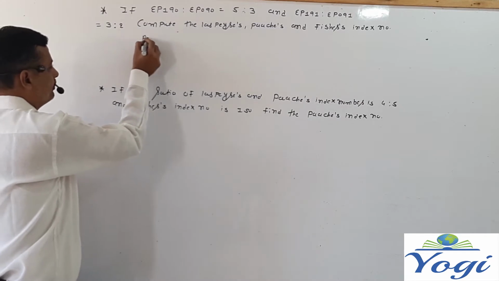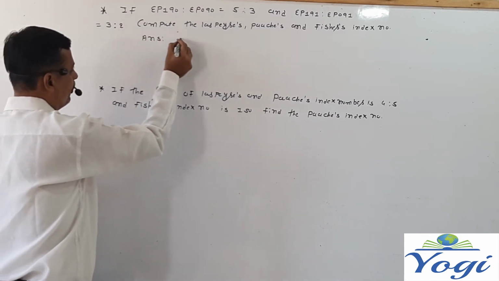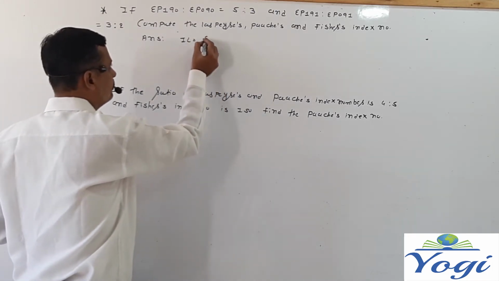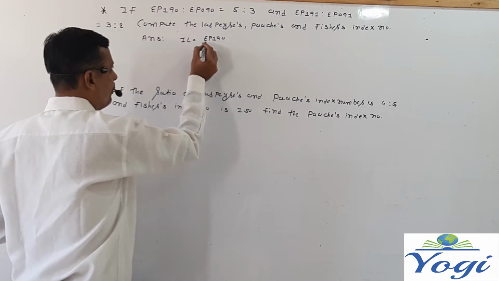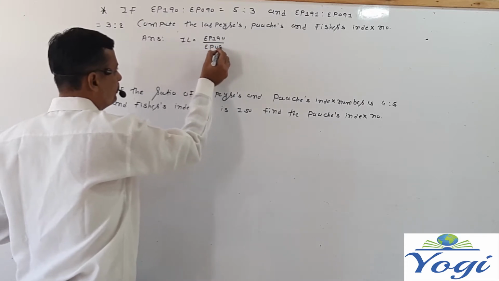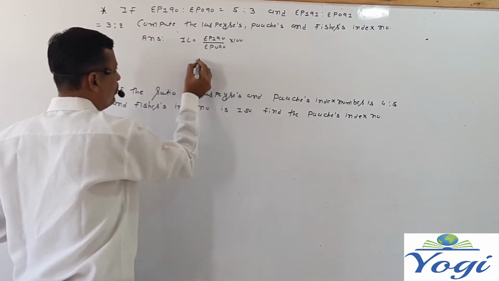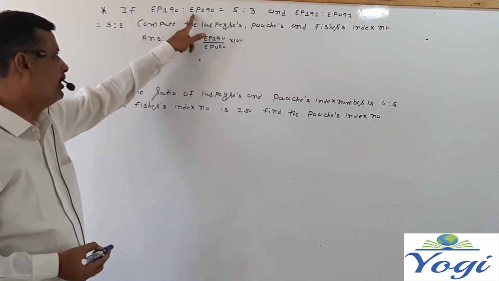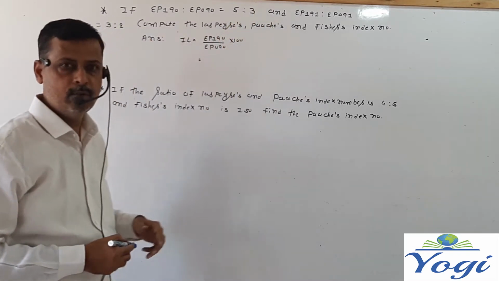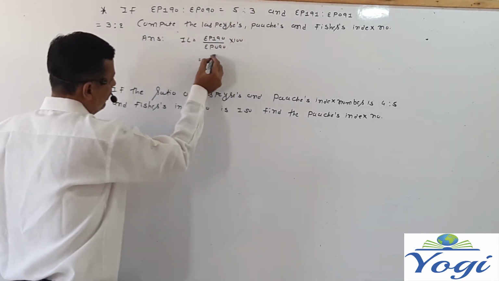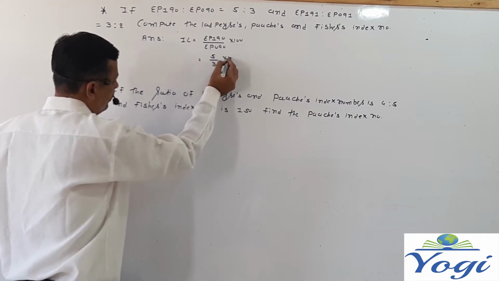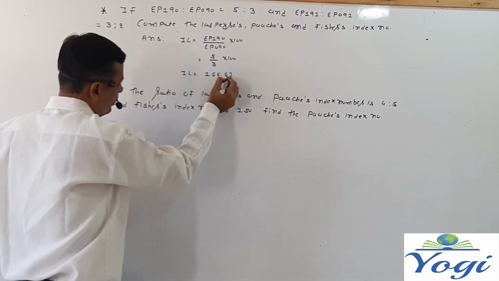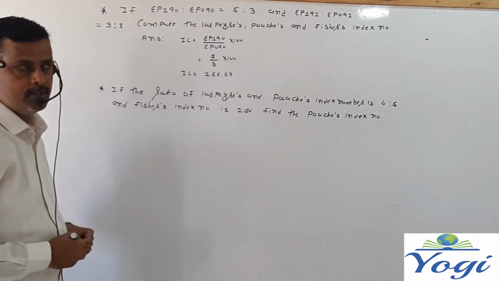So firstly, we apply the formula for Laspeyres. IL is equal to sigma P1 Q0 upon sigma P0 Q0 into 100. Here the ratio is given, P1 Q0 is to P0 Q0 is 5 is to 3. So 5 upon 3 into 100. So Laspeyres index is 166.67.